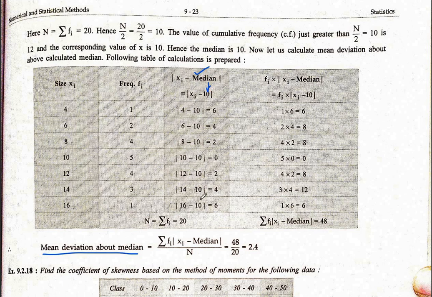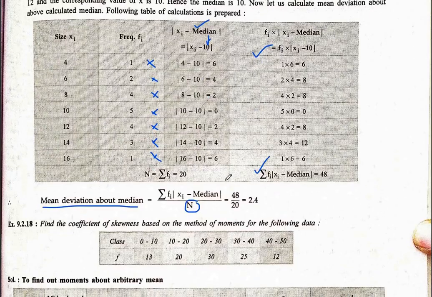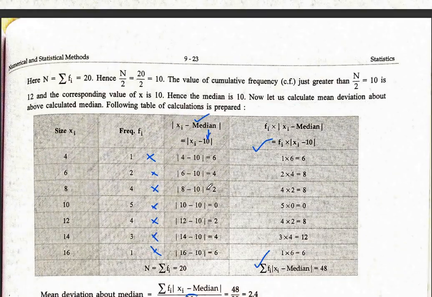So it comes out to be xi minus median. We have taken xi minus median, then we have to multiply it by the frequency. So 6 multiplied by 1, 4 multiplied by 2, and so on. Then we take the summation of all these values and divide by the total number n.